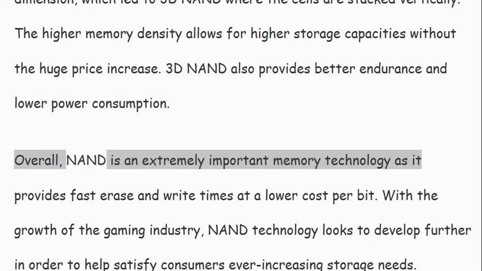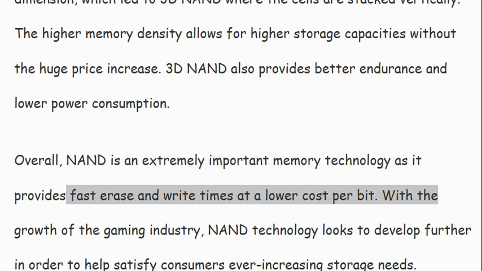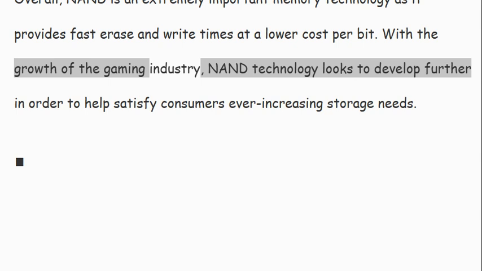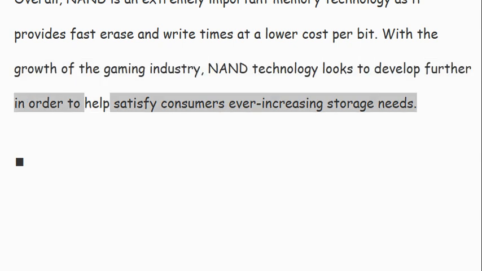Overall, NAND is an extremely important memory technology as it provides fast erase and write times at a lower cost per bit. With the growth of the gaming industry, NAND technology looks to develop further in order to help satisfy consumers' ever-increasing storage needs.